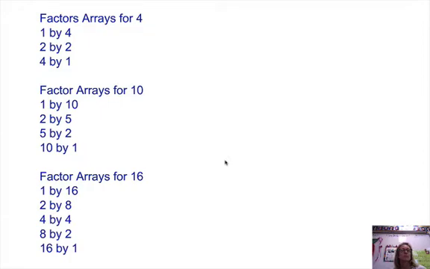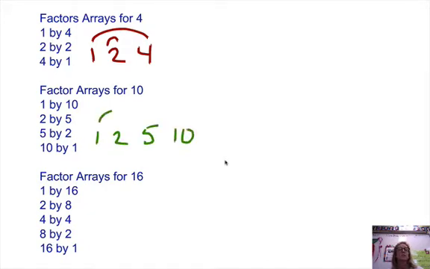In this case, you could create 1 row by 10 columns, 2 rows by 5 columns, 5 rows by 2 columns, or 10 rows by 1 column. And this would give you a factor rainbow that looks like this: 1, 2, 5, and 10, because 1 times 10 is 10, and 2 times 5 is 10.